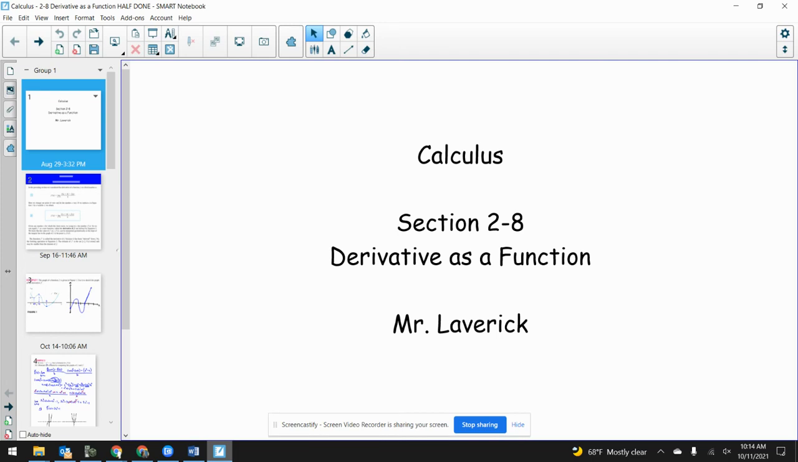So this is day 2 of section 2A, derivatives as a function. Let's remind ourselves what we learned on Friday. We're talking about the derivatives as equations.